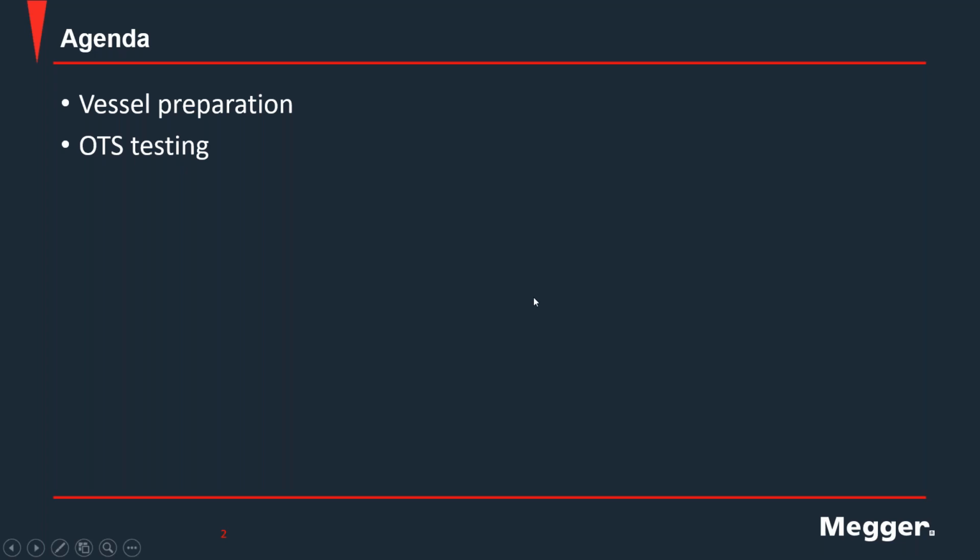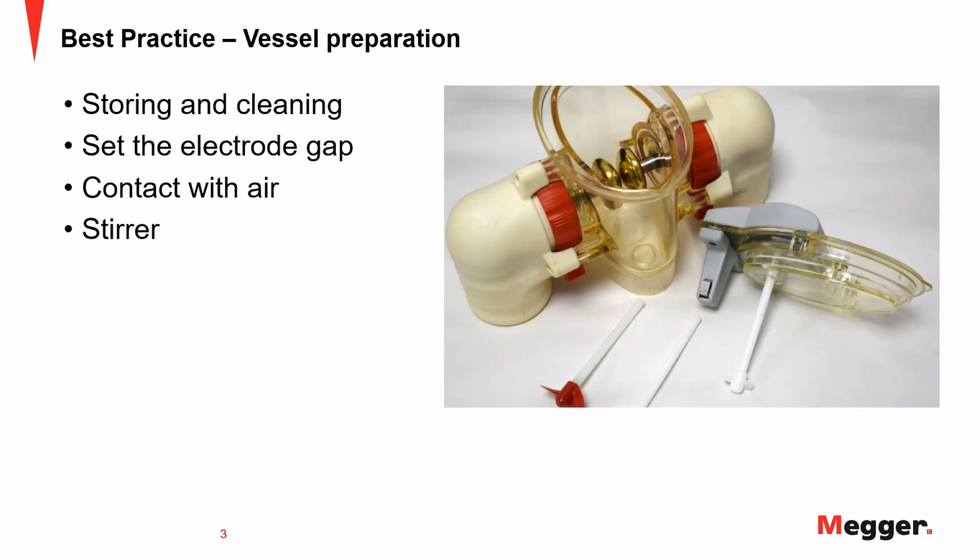So if we go straight into vessel preparation. What I'd like to cover here, we're going to look at storing the vessel and how we can actually clean the vessel, how we can set the electrode gap to make sure that we have the correct gap according to the standard, to make sure that we get the expected results that we wish to get from the oil that we're testing. And then we'll look at the contact with air, how we can minimize contact with air. We need to make sure that we don't get any contamination by contact with air. And then we'll look at the stirrer options with the different standards and which is the most applicable one for the testing that is to be performed.